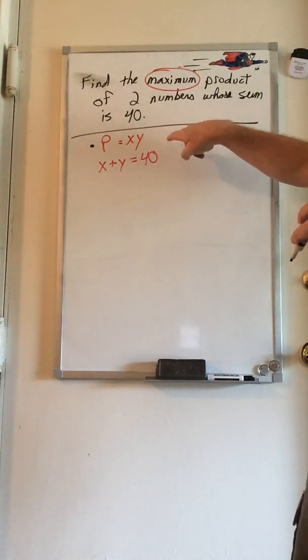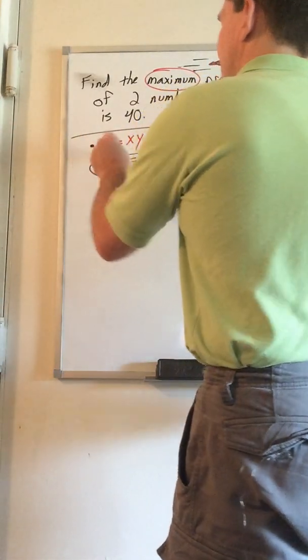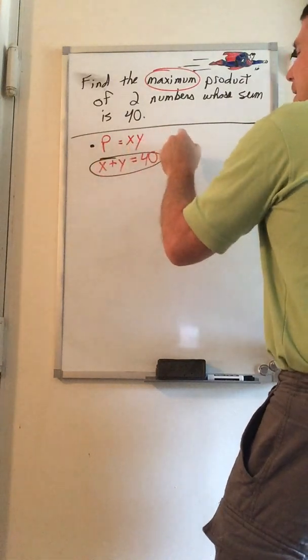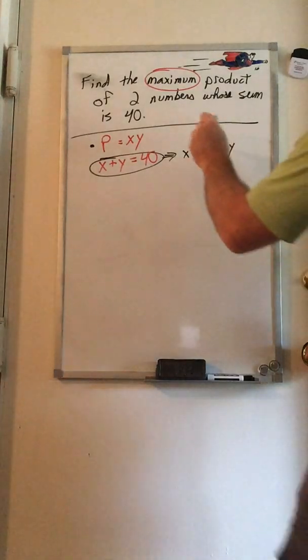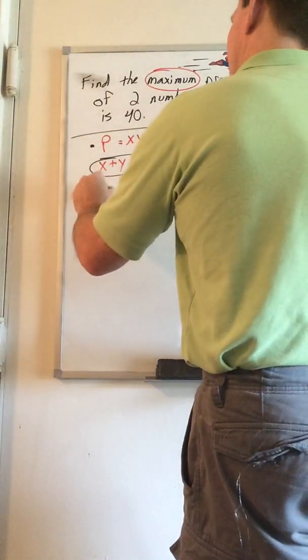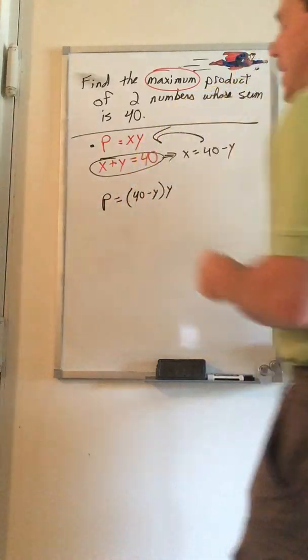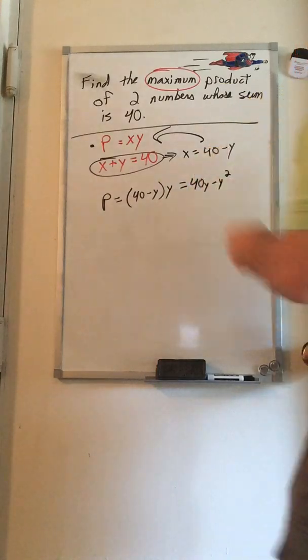I need a way to write that in terms of one variable. So I use the other equation. I'm just going to solve it. It doesn't matter which one I solve it for, so I'll just solve it for x. X equals 40 minus y. Now substitute that in over here. P is equal to x, which is 40 minus y, times y, which is 40y minus y squared.